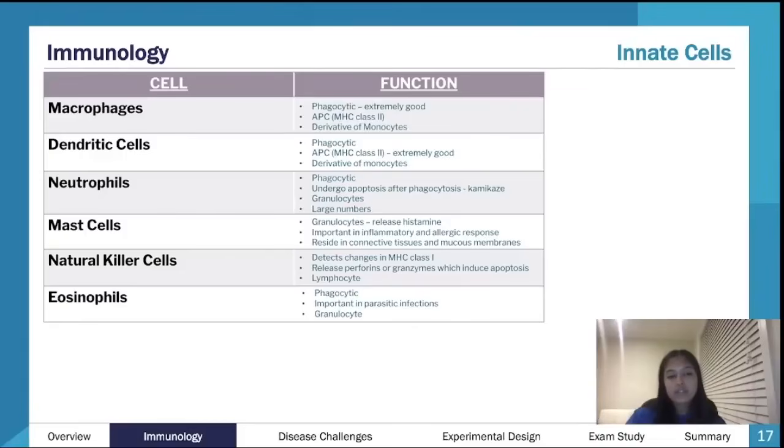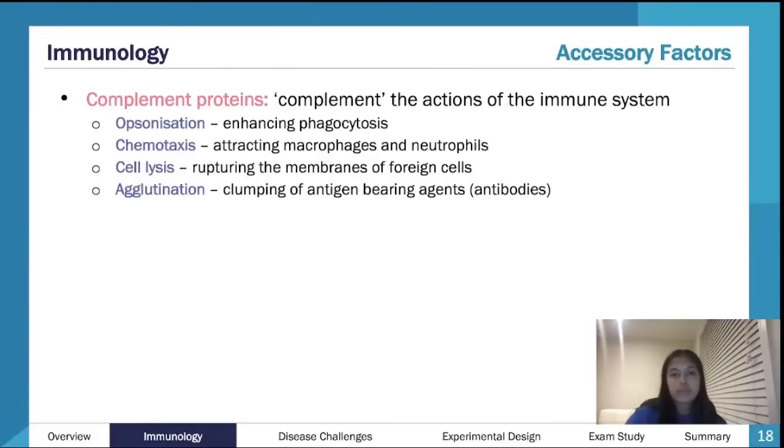Okay, and then lastly, your eosinophils. These are kind of like the random, like nobody really cares about it. But important in your parasitic infections, and they can undergo phagocytosis as well. Okay. So we have a lot of little sidekicks that kind of support these immune cells.